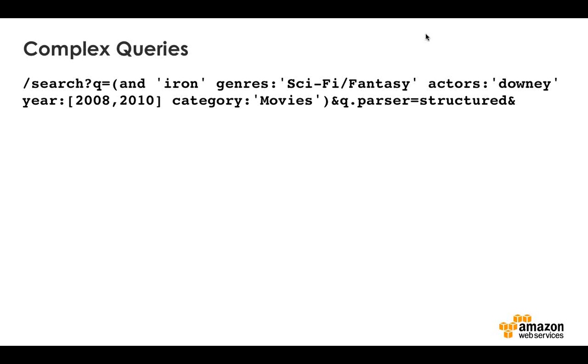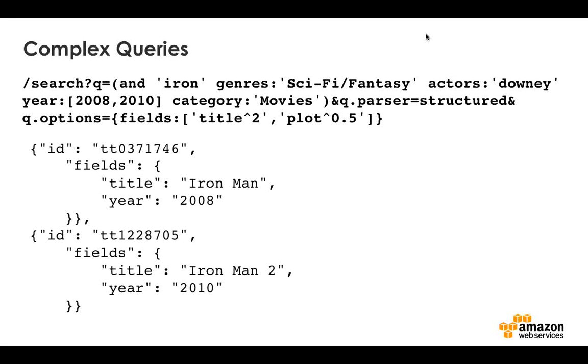We're going to use a structured parser that's going to take that query, parse it up, and generate all of the matches according to the index. And then we want to actually add an option here where we're going to weight our fields so that our title weight counts twice as much in the scoring as the plot. If we look at that result, here again, we see the ID, and we've retrieved some fields in this case. Iron Man and Iron Man 2 come back.